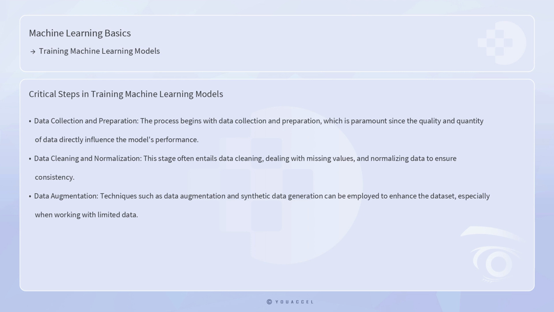Training machine learning models involves a series of critical steps that require a deep understanding of both theoretical concepts and practical methodologies. The process begins with data collection and preparation, which is paramount since the quality and quantity of data directly influence the model's performance. Data must be relevant, diverse, and accurately labeled to serve as a reliable foundation for training. This stage often entails data cleaning, dealing with missing values, and normalizing data to ensure consistency. Techniques such as data augmentation and synthetic data generation can be employed to enhance the dataset, especially when working with limited data.